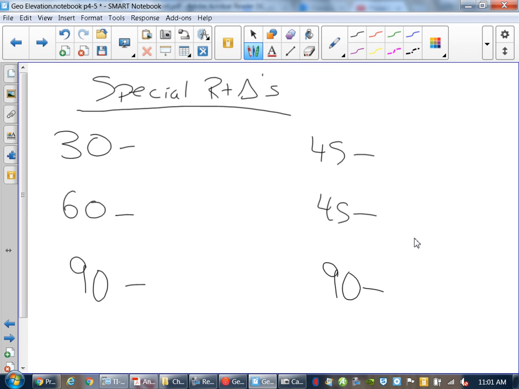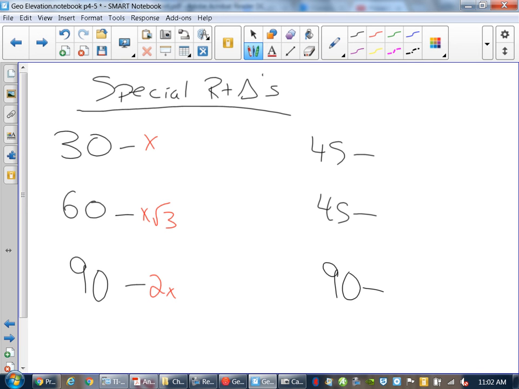So take a look at number 5 real quick. Number 5 is a special right triangle. Is it a 30-60 or is it a 45? 30-60. The reason we know it's 30-60 is because there's a 60 in it, which means we have to remember the ratios of our sides: x, x root 3, and 2x.